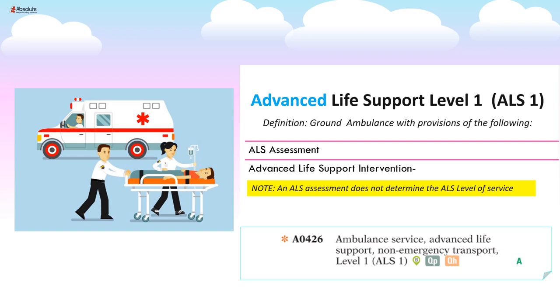But just to make sure we got this down pat, A0426 is the code for an advanced life support level one. It must meet the provisions of one of the following: if it has an ALS assessment, or if an advanced life support intervention was performed. Did everybody follow along on this one? All right, sounds good. Good to know, because I do want you to take a closer look at another code. We're going to do it together, so let's move on.